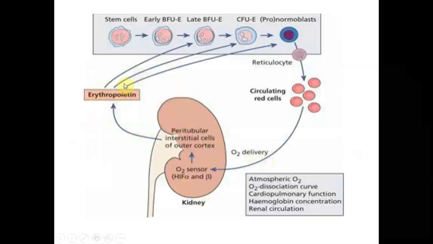Once it is increased, it's going to act on the late forms of the erythroid series, causing an increase in red blood cell production. The increase in erythropoietin starts within hours and reaches maximum within 24 hours, and new red blood cells will start to appear in the circulation in the form of reticulocytes within about 5 days after the erythropoietin stimulus.